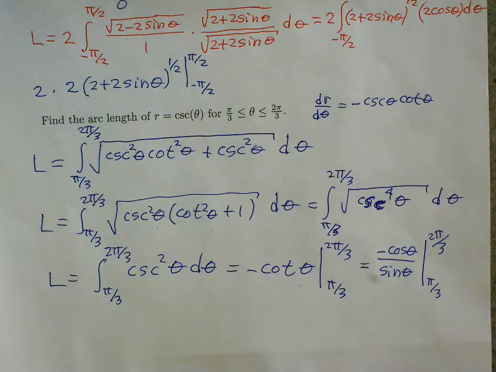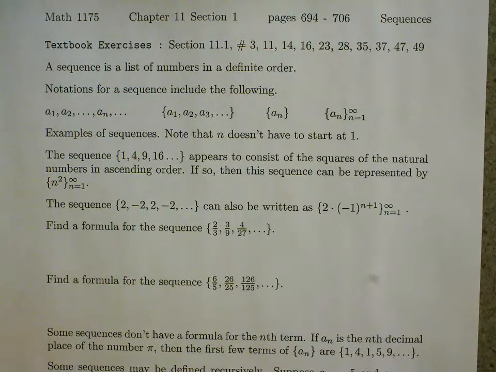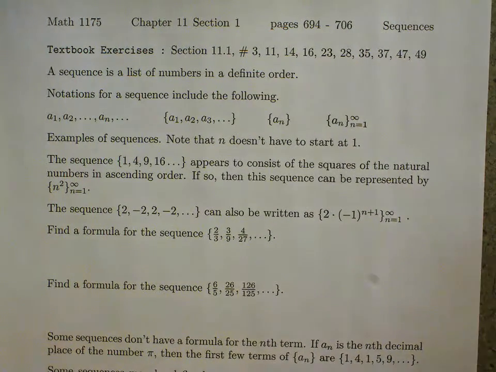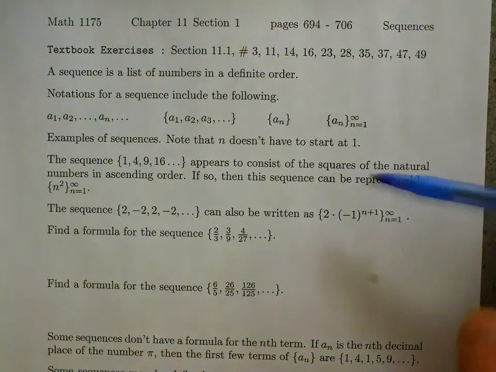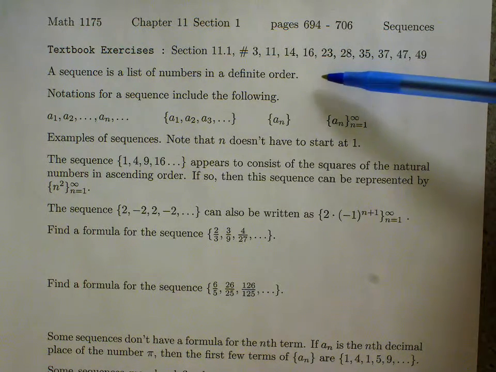Okay, let's go ahead and start the chapter 11 material. Section 1 in chapter 11. This is the section on sequences. So there's a fair amount of reading. We'll have a little bit of interacting in between. But we'll start with this. A sequence is a list of numbers in a definite order.